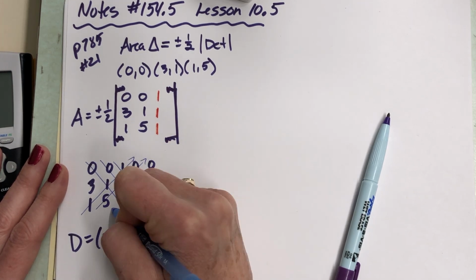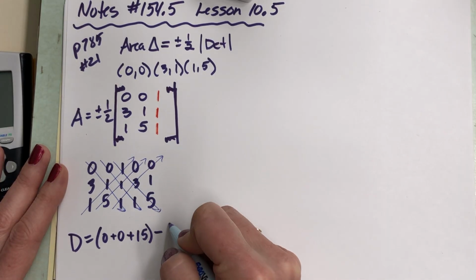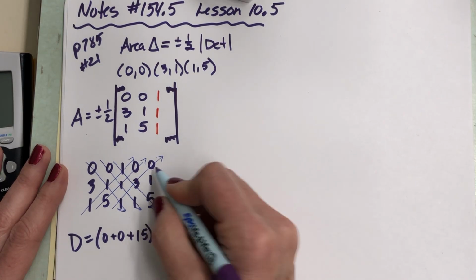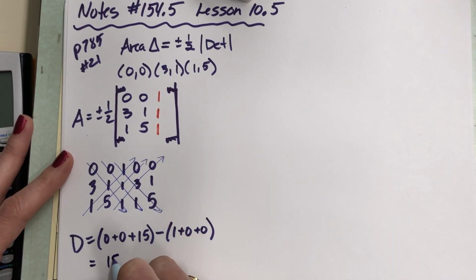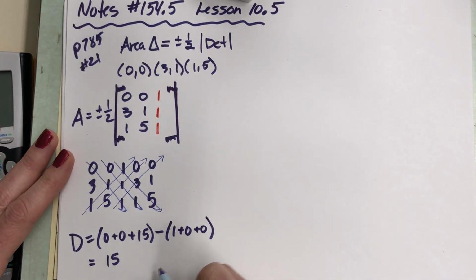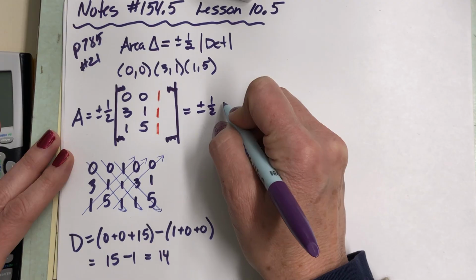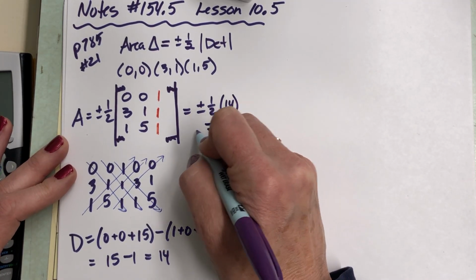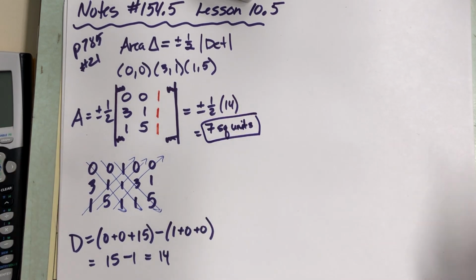Multiply as I go straight out and up. I see those zeros, I'm excited. 1 times 1 times 1, 1. 5 times 1 times 0, 0. 1 times 3 times 0, 0. So I've got 15 minus 1, which is 14. Now I'm ready to come right back up here. I have plus or minus 1/2 of 14. Half of 14 is 7, so it's 7 square units. That's it. Isn't that wonderful?